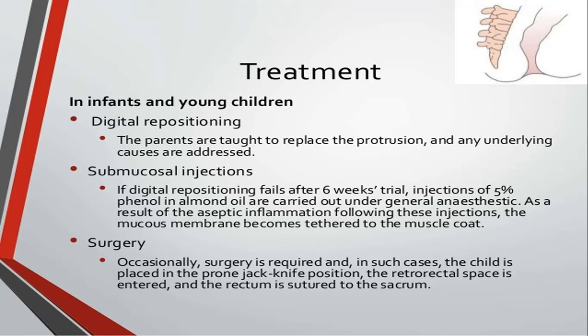The retrorectal space is entered, and the rectum is fixed to the sacrum. It's basically a rectopexy, a perineal surgery. Simply, through the retrorectal space, you apply the suture between the rectum and sacrum.